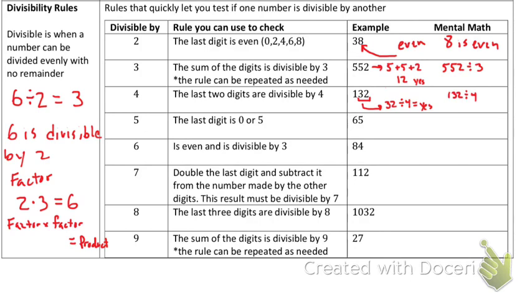To be divisible by 5, very simple. We want to look at the last number. If it ends in a 0 or 5, then it is divisible by 5. Okay? Pretty straightforward on that one.